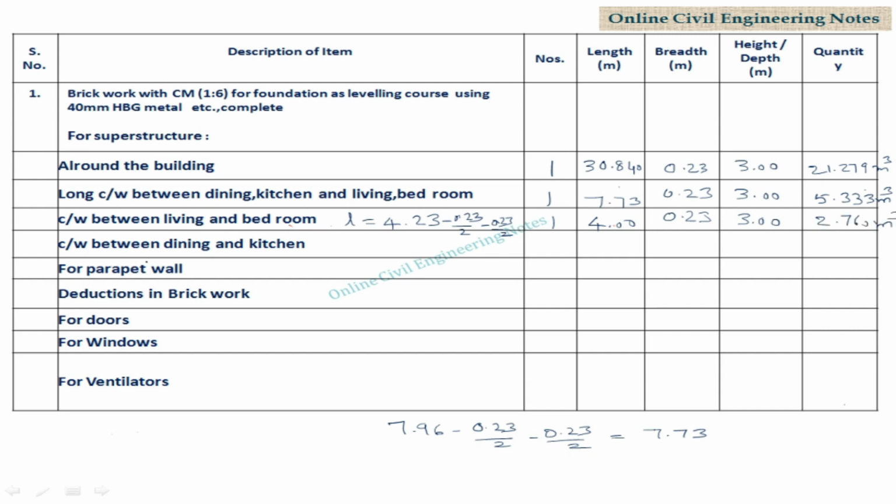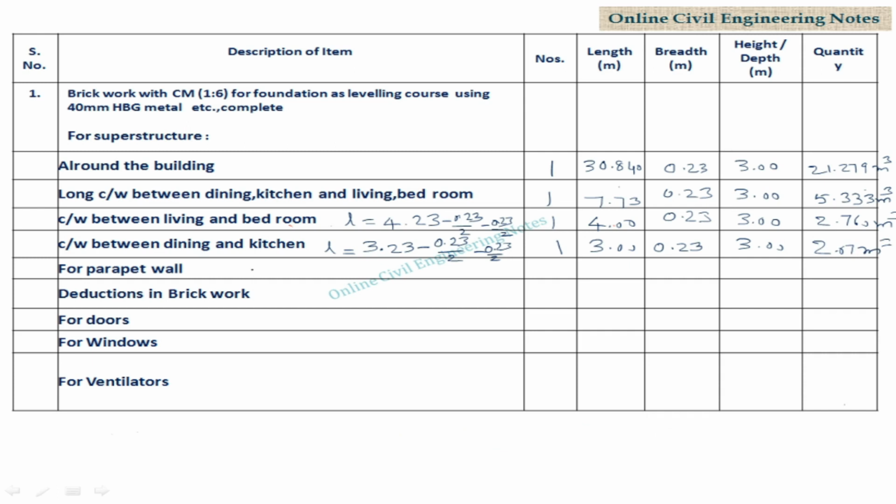Next is cross wall between dining and kitchen. Length is equal to center length 3.23 minus half of thickness minus half of thickness. Number is 1. So the required length is 3 meters. Width 0.23, height 3 meters. Quantity is 1 into 3 into 0.23 into 3, 2.07 cubic meter.